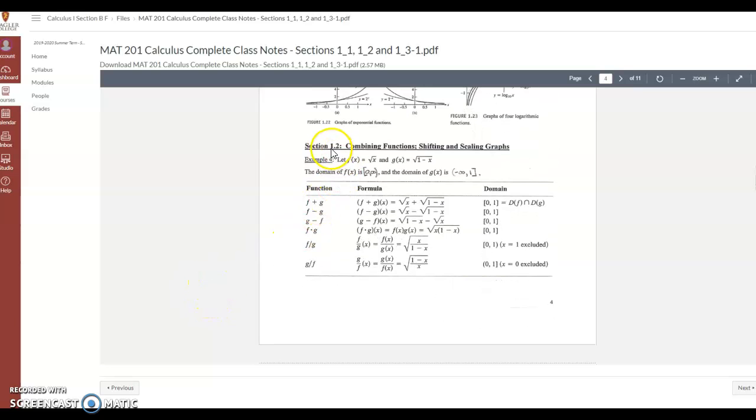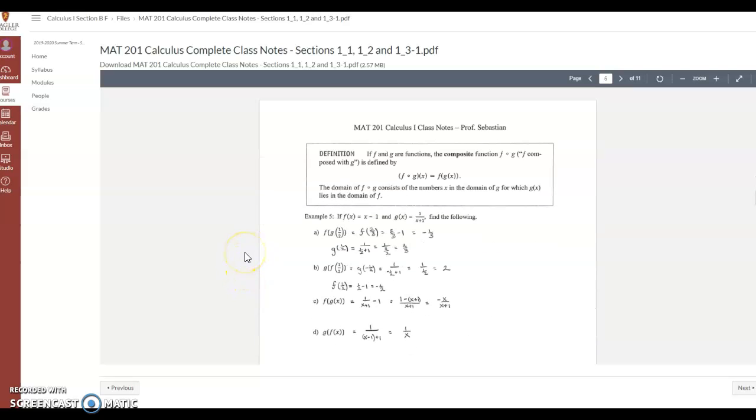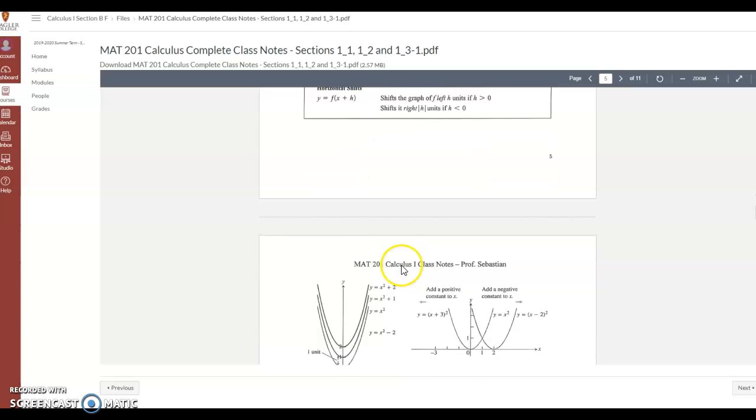Then in section 1.2, we want to talk about combining functions. How do we shift and scale graphs? If we add, subtract, multiply, or divide functions, what happens and what do they look like? And then composite functions, right? So this f of g of x, f∘g, the little tiny circle here, f of g of x, what that means and how we use it.